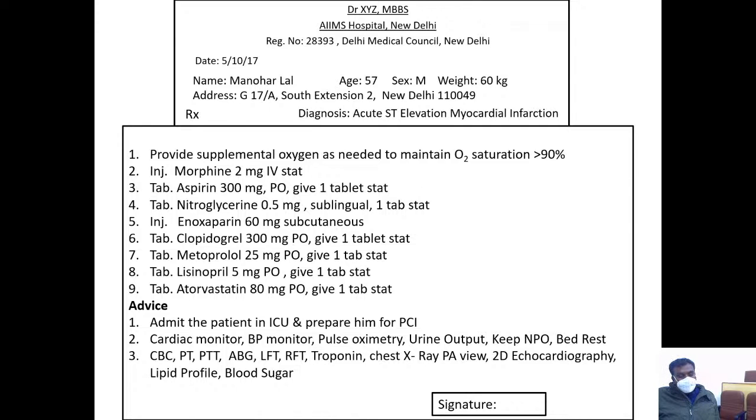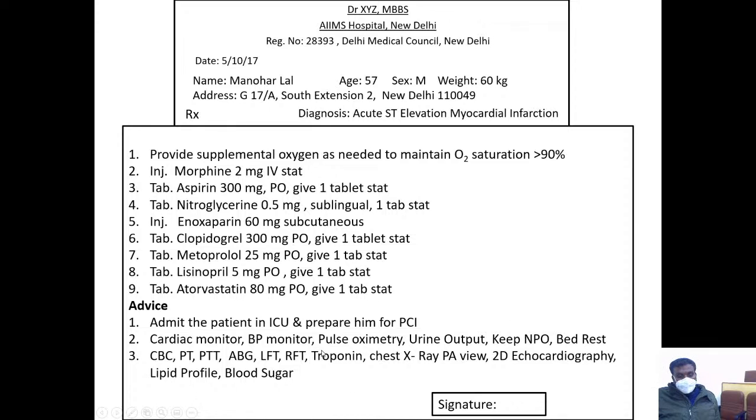Then we have to admit the patient to the ICU and prepare him for percutaneous coronary intervention. In the meantime we also have to monitor his cardiac status, continuously monitor his blood pressure, do pulse oximetry to see the oxygen saturation, see the patient's urine output, and keep the patient at bed rest.